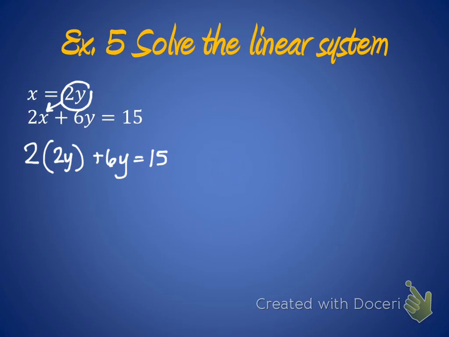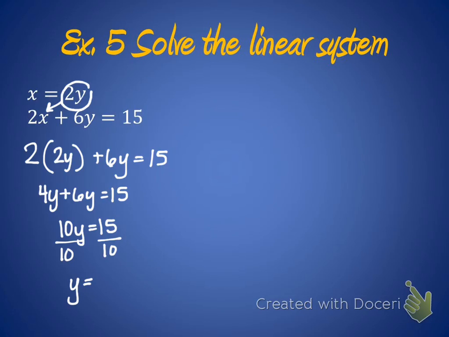What's 2 times 2y? 4y plus 6y equals 15. What's 4y plus 6y? 10y. What am I going to do now? Divide by 10. And what does y equal? 3 over 2, or 1 and 1/2, okay? What I'm going to do is leave it as an improper fraction for right now, because when I plug it back into one of my equations, it's going to be easier to multiply with if it's an improper fraction, okay? So what I can do is look, I can plug that y in right here, and I can find x really simply.